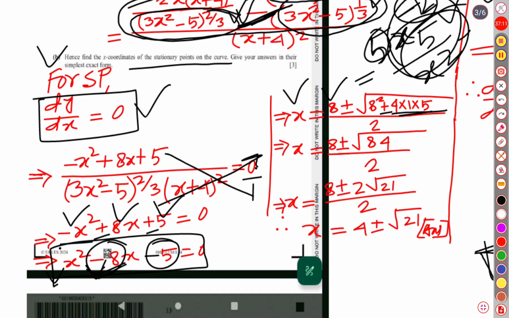After that, what are we going to get? x is equal to 8 plus minus square root over 8 square, which means 64, 64 plus 20, 84. Then here the square root of 84 can be written as 4 into 21, and the square root of 4 is 2. That's why, instead of 8 plus minus square root of 84, we have written 2 square root of 21.